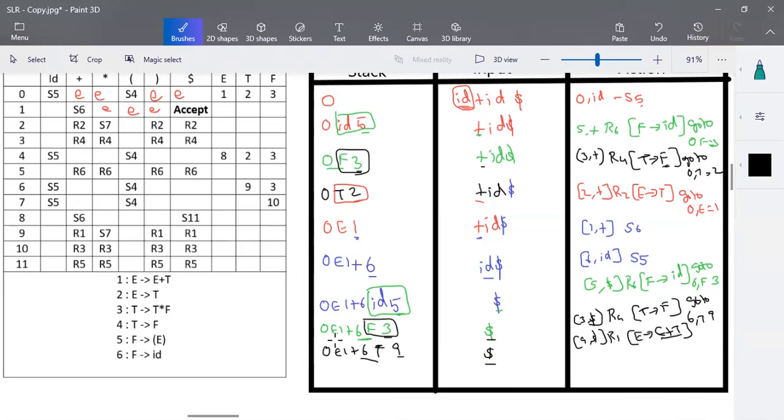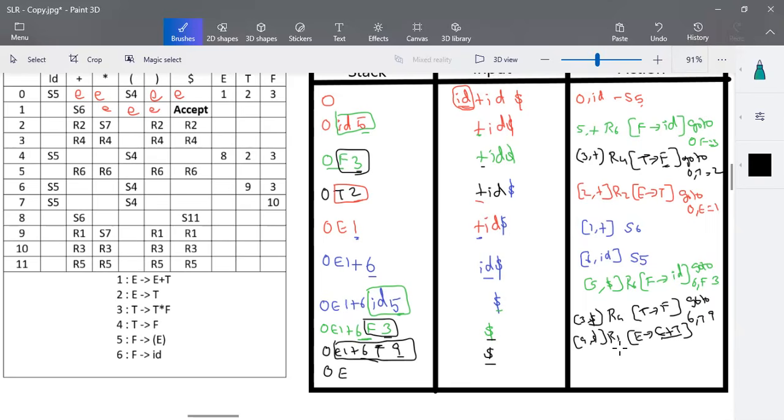So until you have this E plus T, you're going to pop out all the elements in the stack. We are not bothered about what state that actually comes in between. It is not an issue at all. So we'll be popping out all these elements, and instead of all these elements E plus T, we'll be pushing this E into stack.